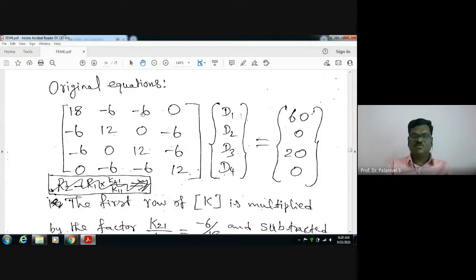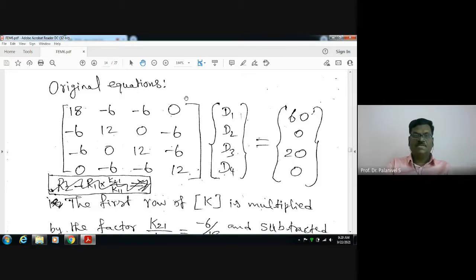Some matrix we have to choose. So I advise you to remember 18, minus 6, 0, minus 6; 12, 0, minus 6; minus 6, 0, 12, minus 6; 0, minus 6, minus 6, 12. This into this is equal to the nodal force vector. I advise you to remember even this, 60, 20, everything. It is an example we have chosen, and with it we are going to solve this problem. This is the original equation.